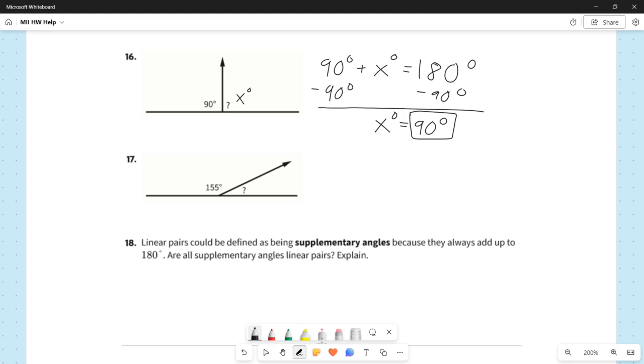Notice that 90 degrees is a right angle, which means if you were to put a box here, that would be accurate because a right angle measures 90 degrees, and we also discovered that the angle on the right is also a right angle of 90 degrees.